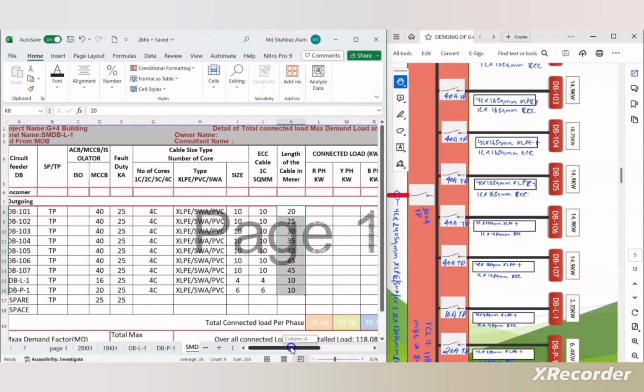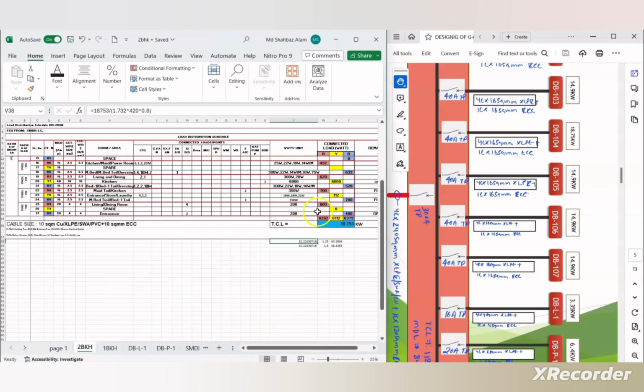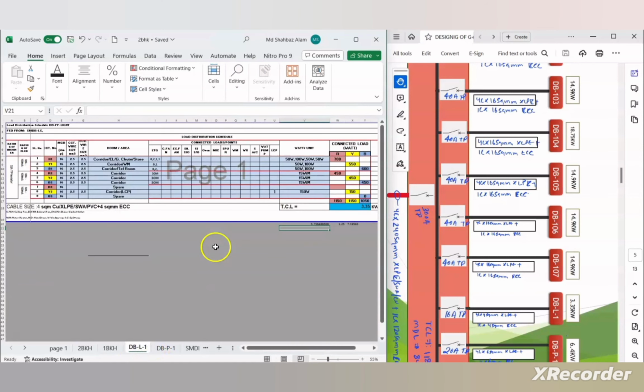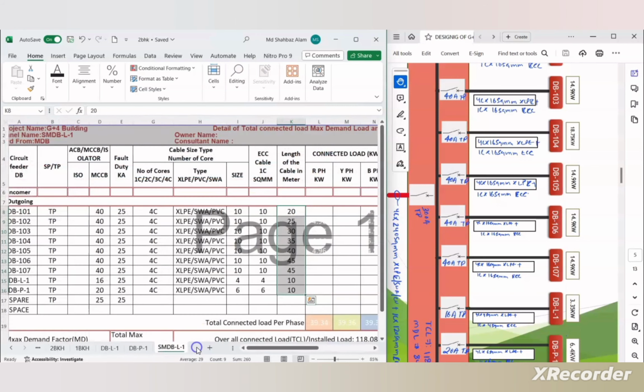Now, here it is very important: connected load. In my previous video, I already discussed that I prepared the 2 BHK load schedule, the 1 BHK load schedule, the common area light DB load schedule and the common area power load schedule. Now we are in the phase of calculating the SMDB. We are in the phase of preparing the SMDB load schedule.